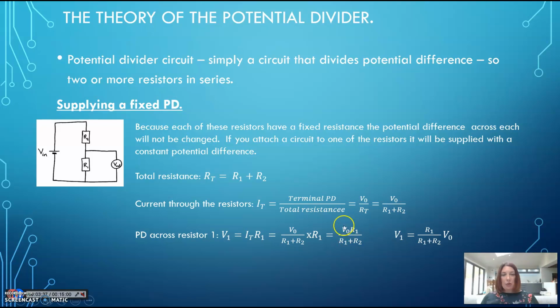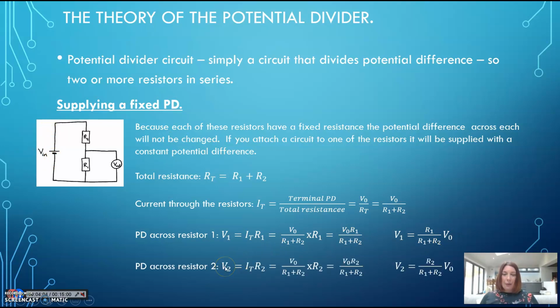This is called the potential divider circuit. It's actually written a lot better like this. So the potential difference across R1 is equal to the ratio of R1 over the total resistance, R1 plus R2, times the terminal potential difference, or the potential difference that you get from the power supply here.